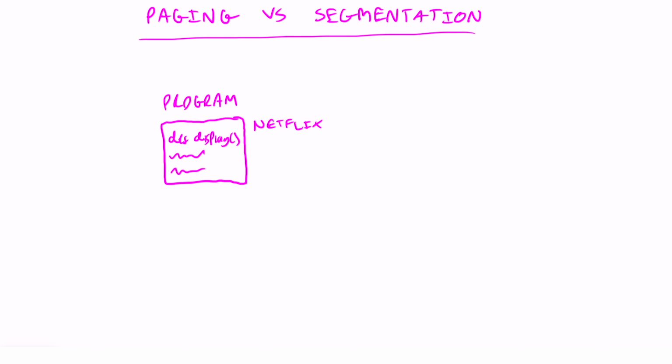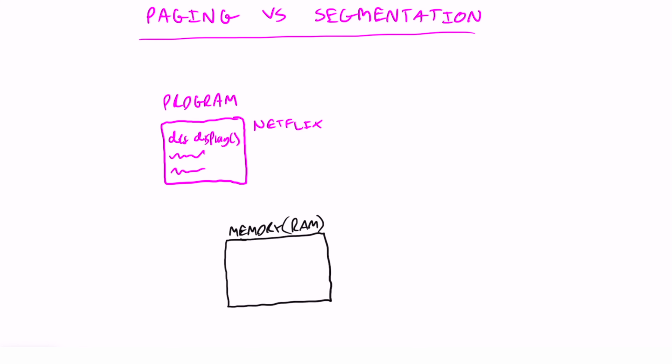But where does this need to go? Where does your program need to go to be able to be run and executed by the CPU? Well, it has to go in your memory, for example, RAM.